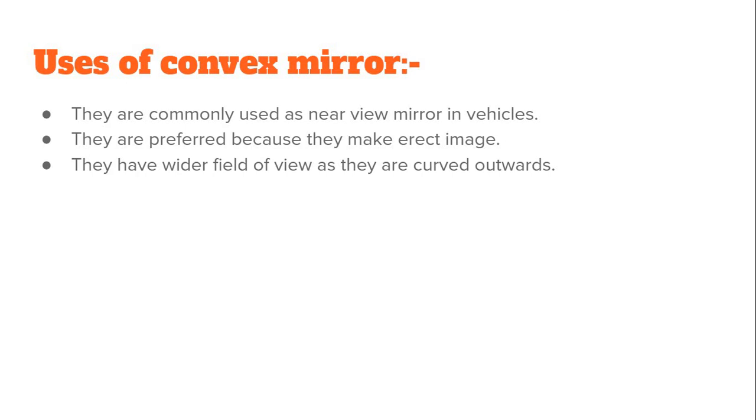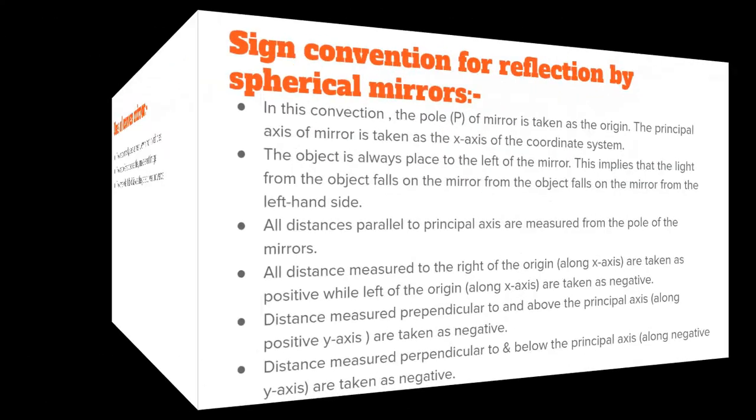We cannot use a concave mirror as a rear view mirror in motor vehicles. This is because a concave mirror produces an inverted image of distant objects. So if we use a concave mirror as a rear view mirror in a car, we will see in the mirror that all the vehicles on the road are running upside down. That's why we use convex mirror. They are preferred because they make an erect image. They have a wider field of view as they are curved outwards.